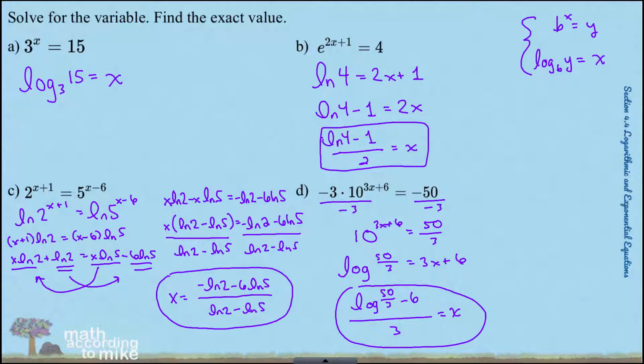So again, all 4 of these were done the same way. We could not write both sides as the same base, so we need to turn it into a logarithm.